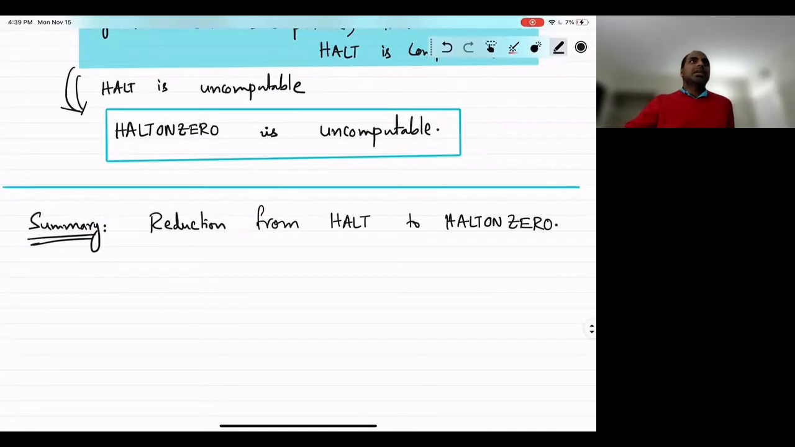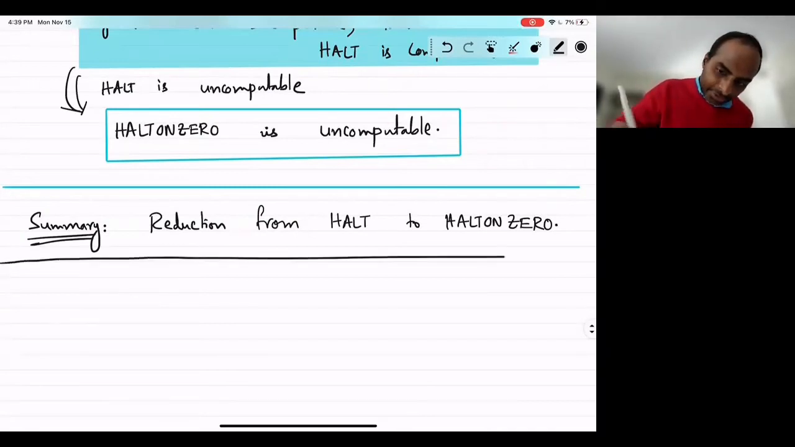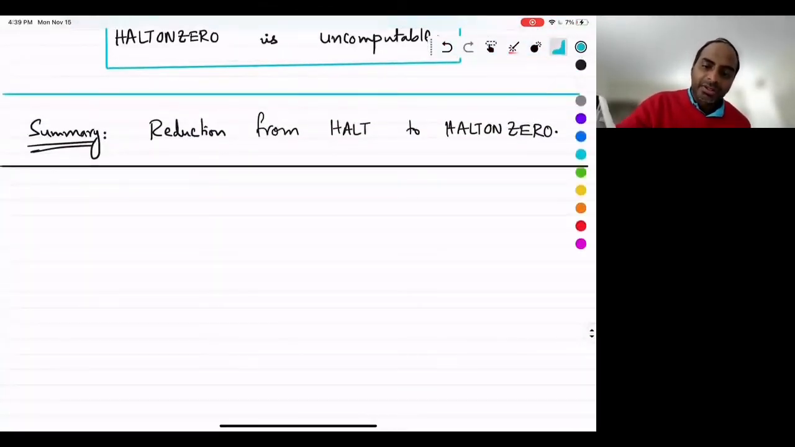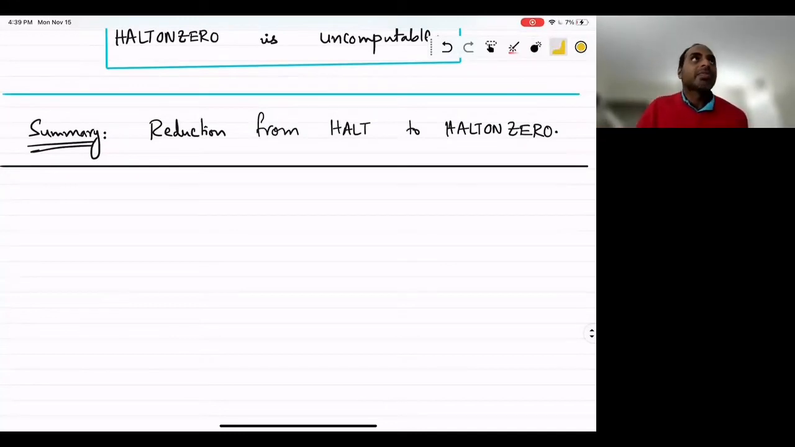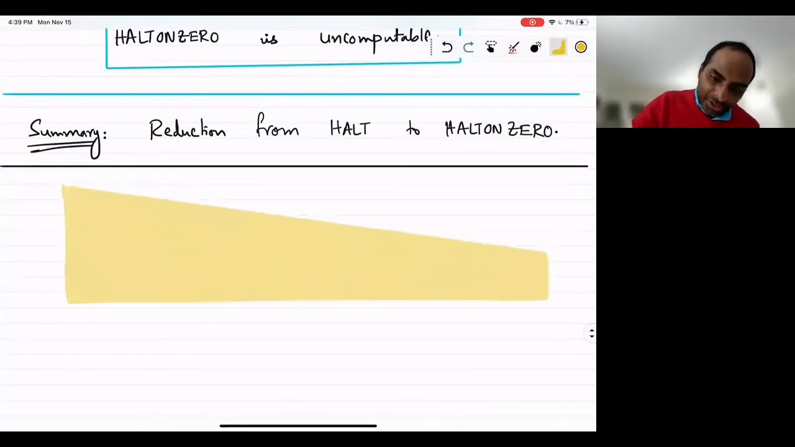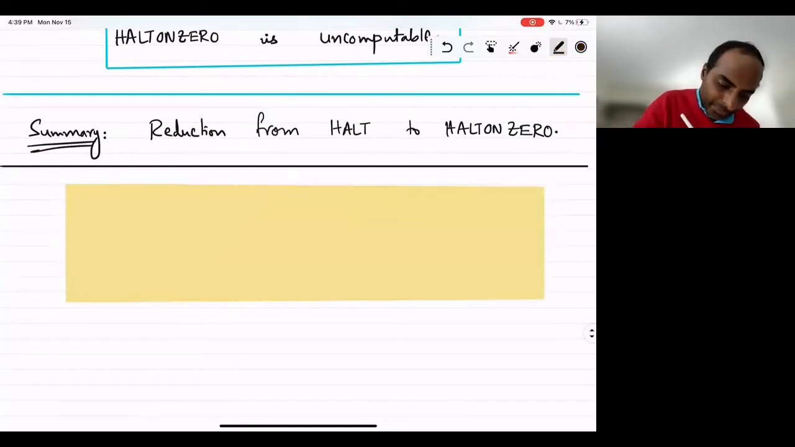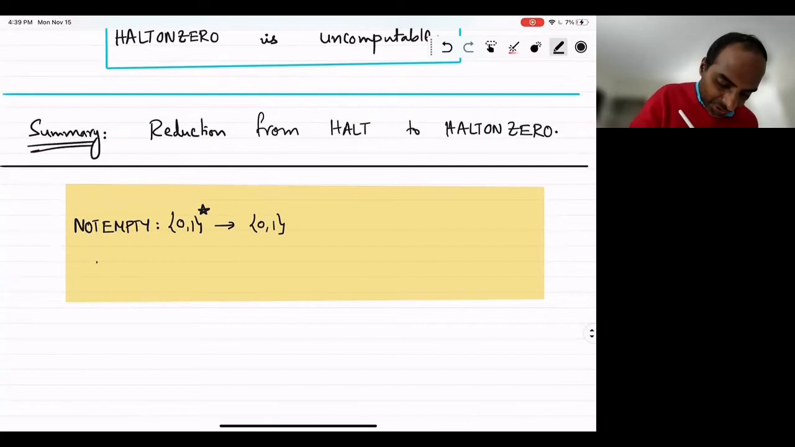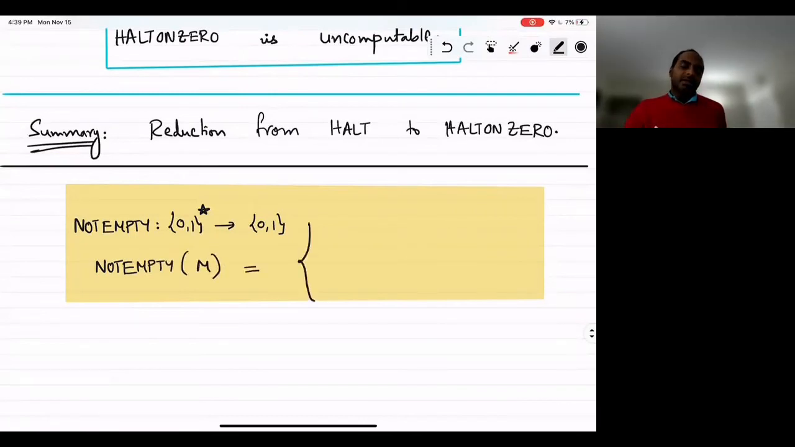Okay, and this example is the following. The function might seem a little silly, but it's a good illustration for these reductions. And the function is what I'm going to call not empty. It takes a binary string as input and outputs a bit. And we're going to assume that the binary string actually is a Turing machine. So we'll interpret that as a program.